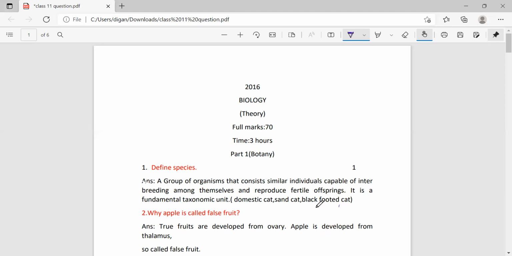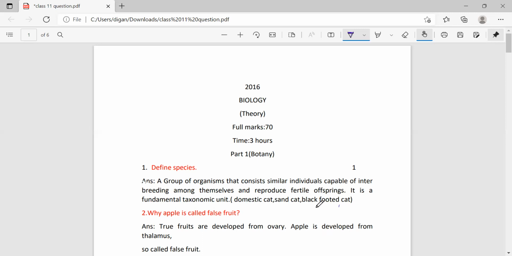Sometimes if a definition comes, you have to write it like this, and sometimes the question may come as fill in the blanks. Suppose the question is: what is the fundamental unit of taxonomy, dash? Then you have to fill in the blank with the word species.